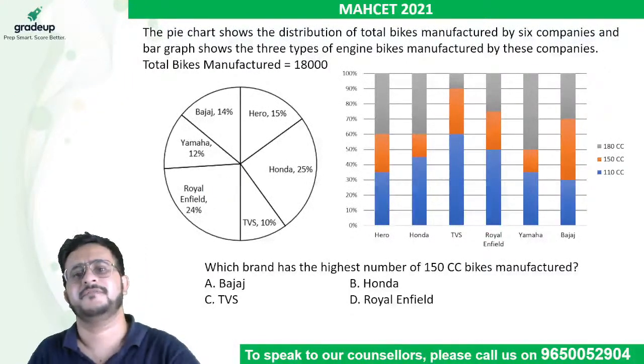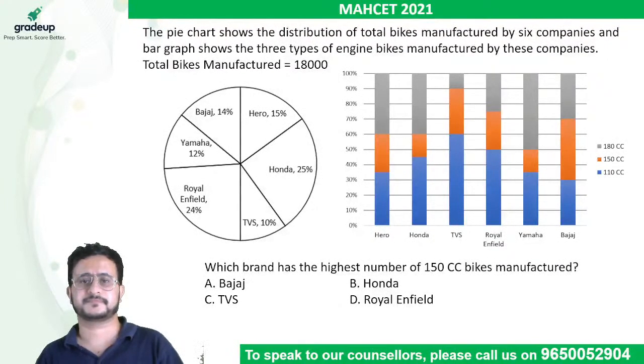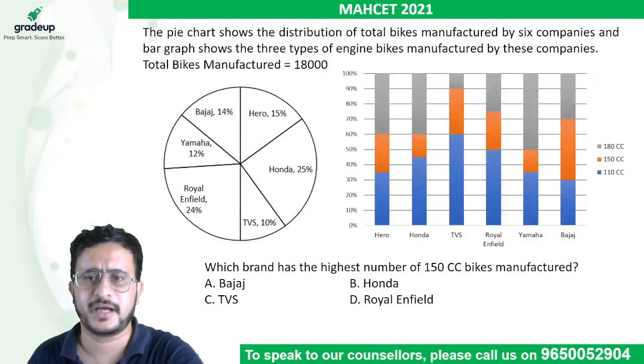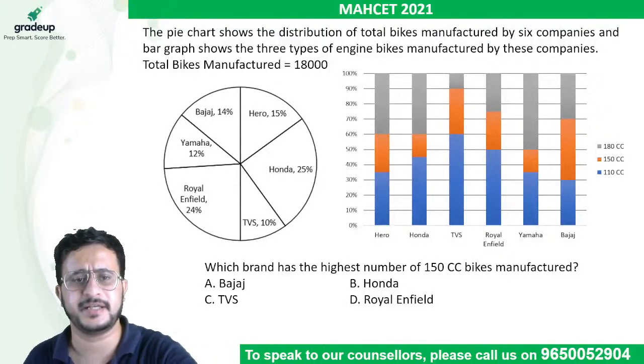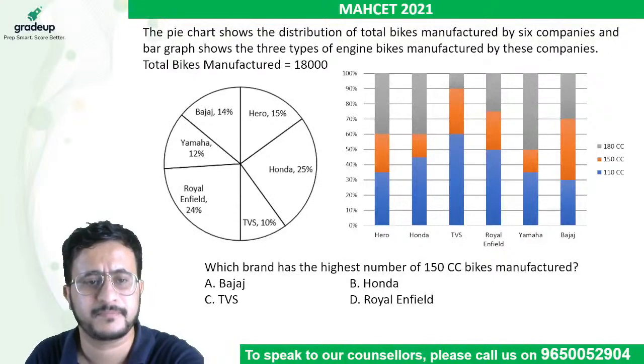Next question. Which brand has the highest number of 150cc bikes manufactured? Highest number of 150cc bikes manufactured. Now, whenever they are asking highest number, right? You do not have to find the number. You have to tell which brand has the highest number. So you can just estimate the percentages from the graph.